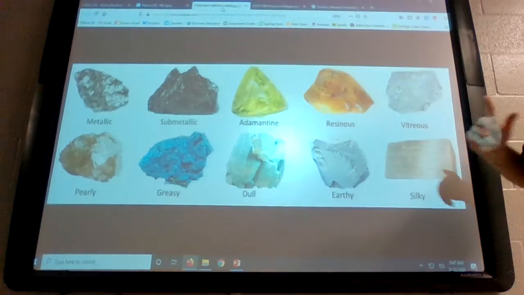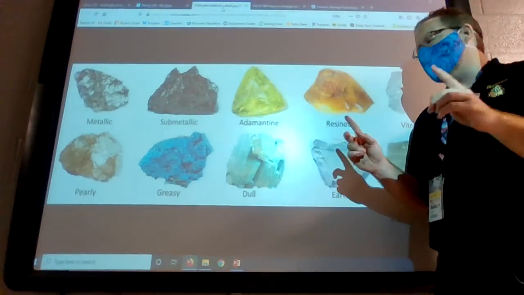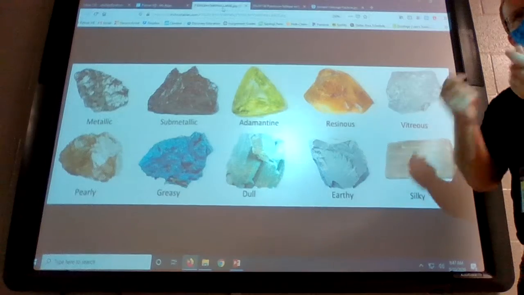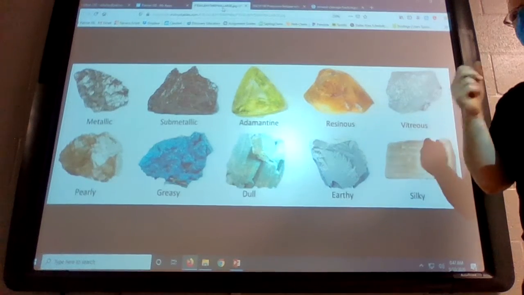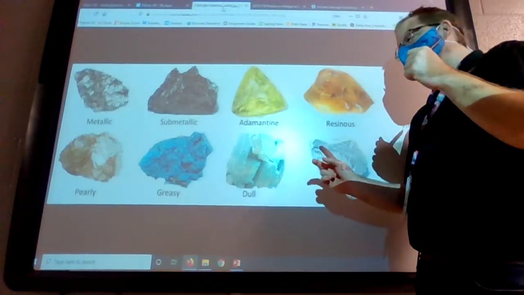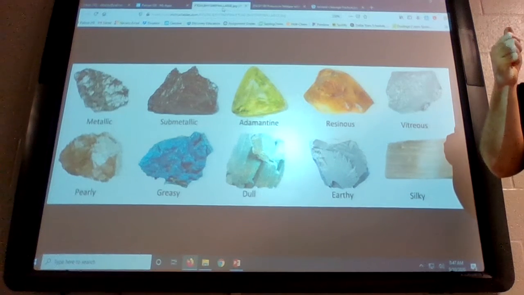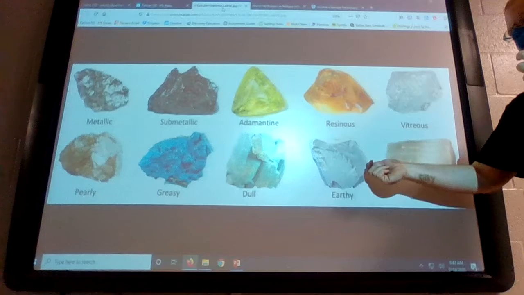Then you get to earthy, and earthy and dull are sometimes very hard to tell apart. I would say you almost have to feel the earthy rock to be able to distinguish it from dull. It feels a little bit more clay-like, and that's the term that I'm going to give.